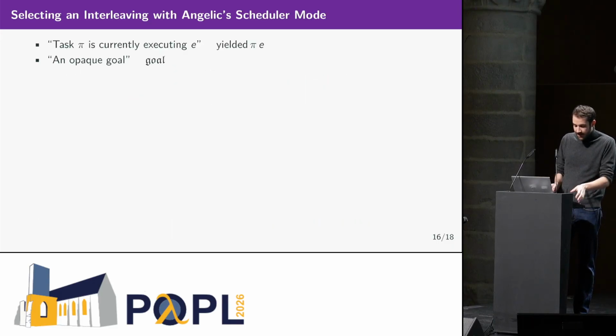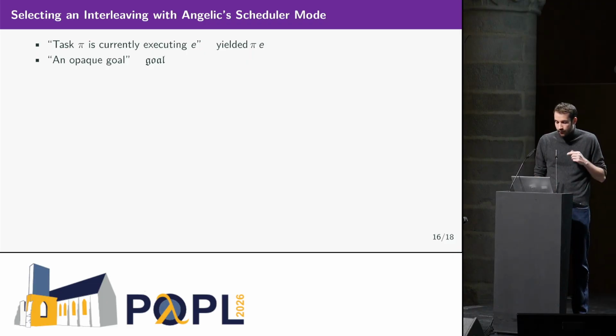So to select an interleaving in Angelic, we introduce two new assertions. The first one is yielded pi E, to say that the task pi is currently executing E. And then we have an opaque goal that I describe with this Gothic goal here.